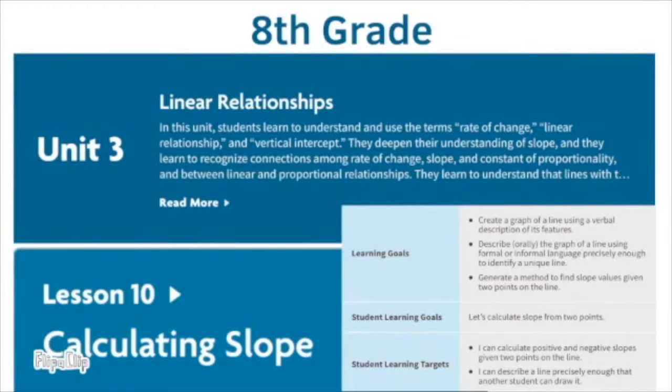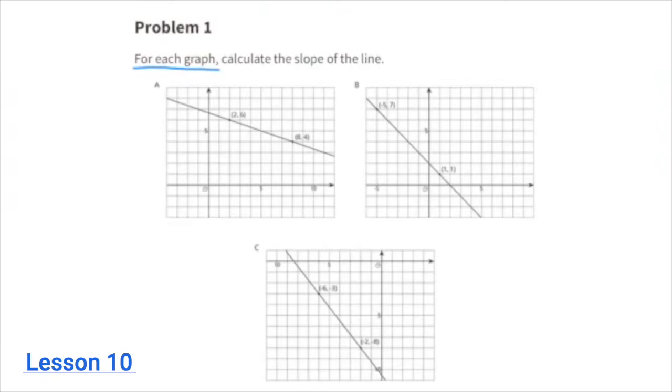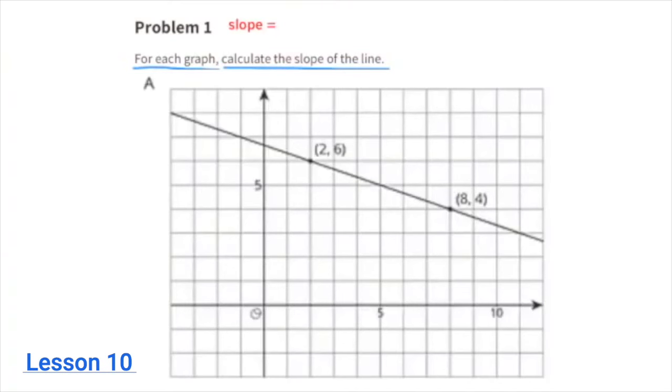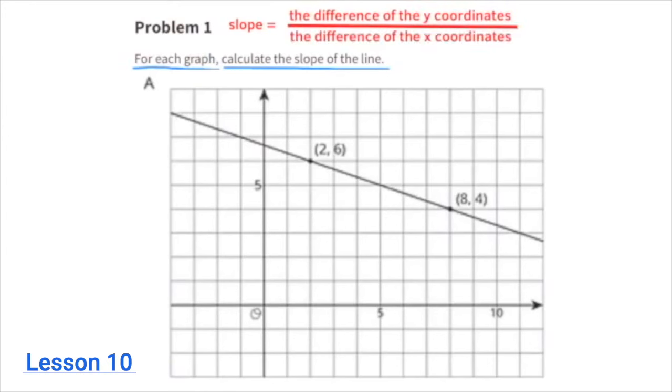8th grade, Unit 3, Lesson 10, Calculating Slope. Problem number 1. For each graph, calculate the slope of the line. We have to remember that the slope equals the difference of the y-coordinates over the difference of the x-coordinates, or y minus y divided by x minus x. You can do this either way, y2 minus y1 over x2 minus x1, or y1 minus y2 over x1 minus x2. If you don't understand it quite yet, don't worry, I'll show you what I mean.